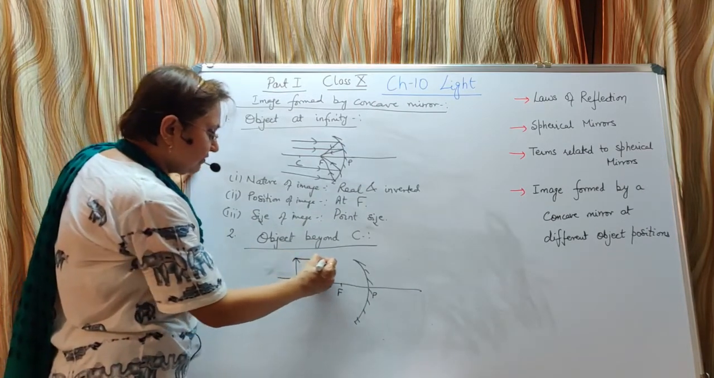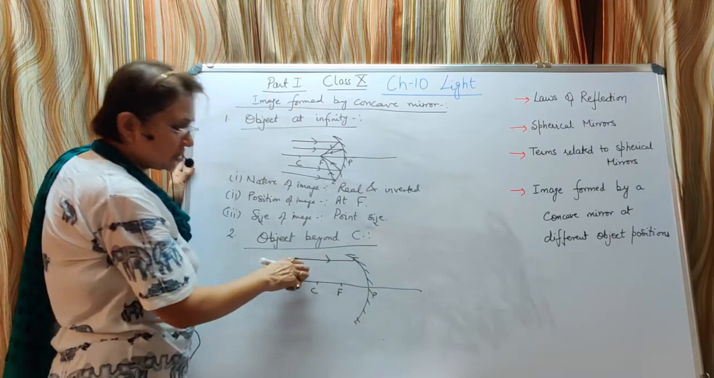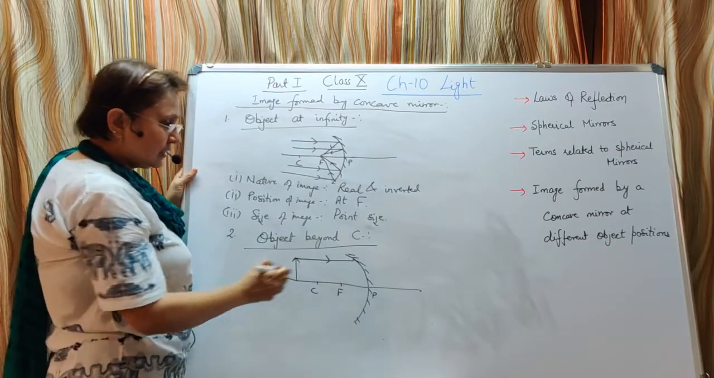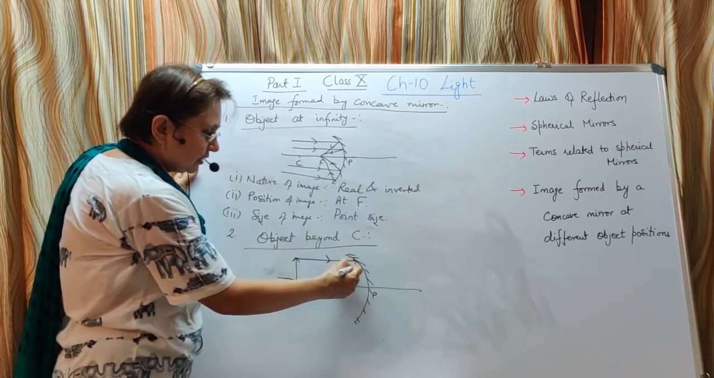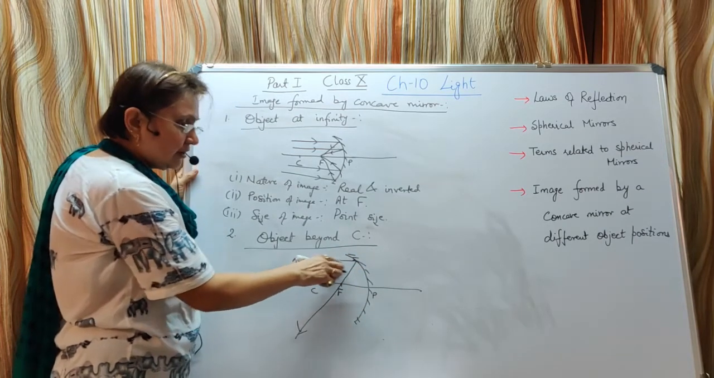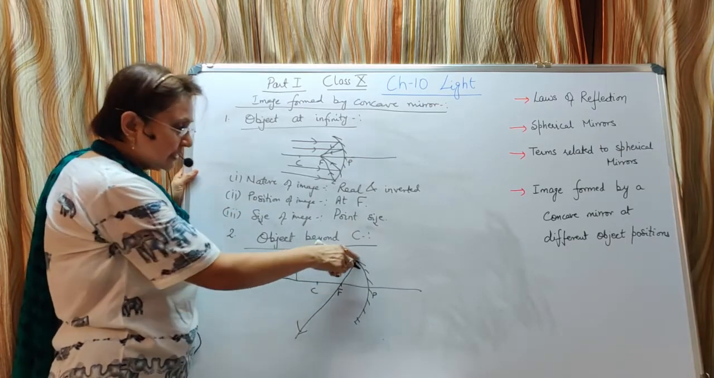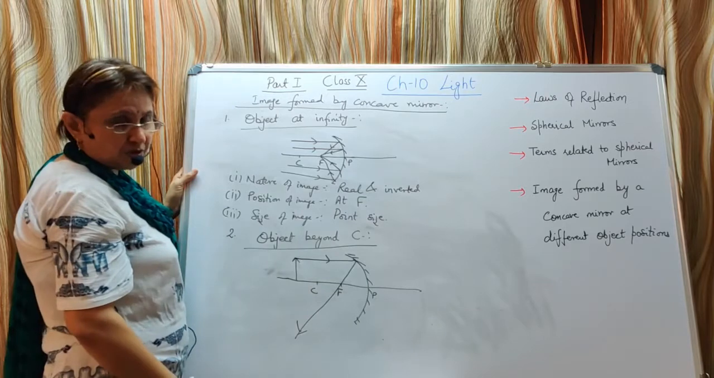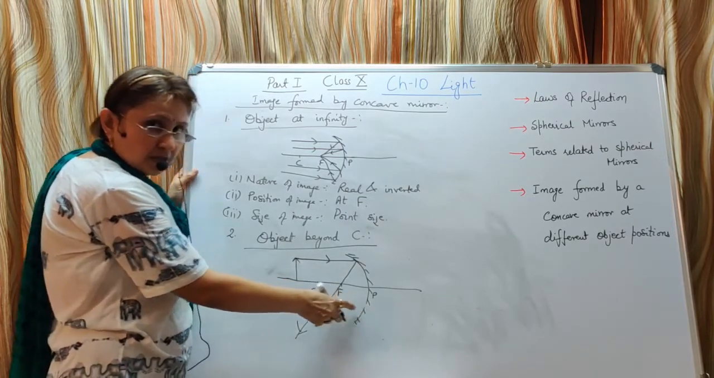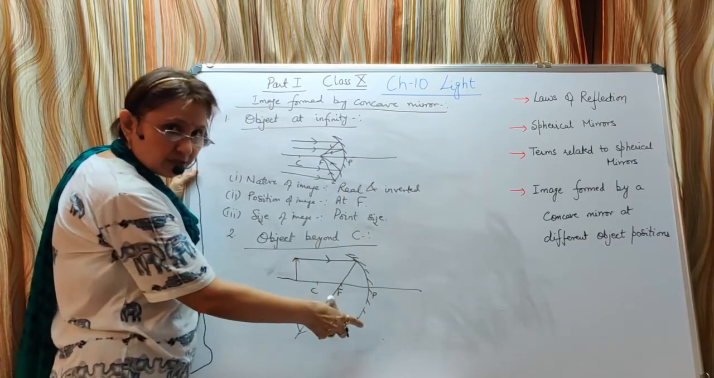So the first ray we will consider is parallel to the principal axis. The first incident ray from the object is parallel to the principal axis, and we know that according to the rule it passes through focus. The second ray, either you can pass it through the focus and make it parallel to the principal axis, or you can pass it through the center of curvature.